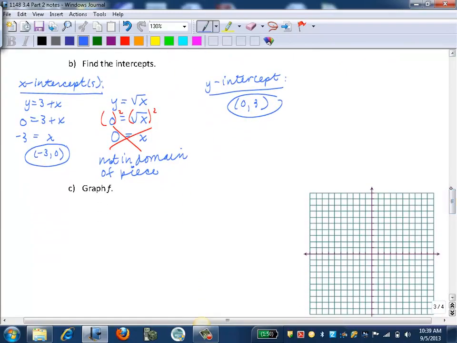So when we go to graph this, those intercepts are obviously going to be very useful points to plot. And actually, we can plot those right now just so we don't forget. So we've got the point -3, 0. And I'll label these. Please try to remember to label them. And we've got our y-intercept 0, 3, 1, 2, 3.